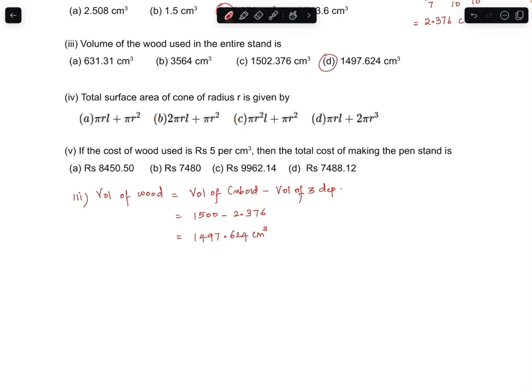Fourth question. The total surface area of the cone of radius r is given by option A.